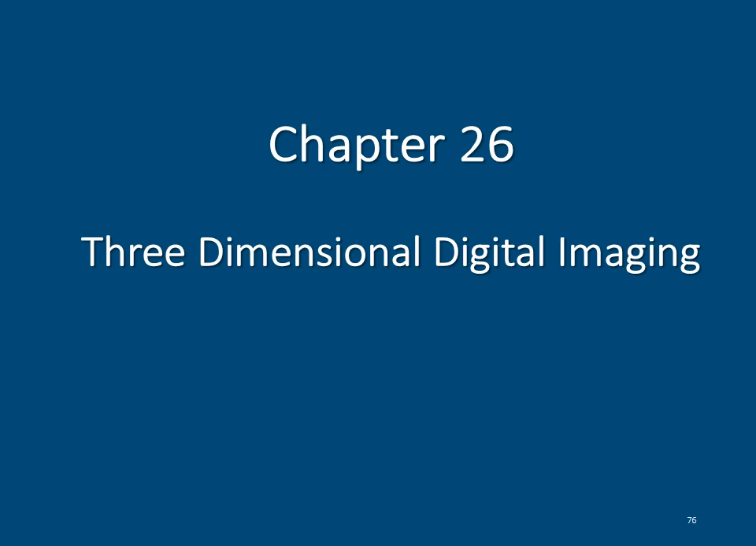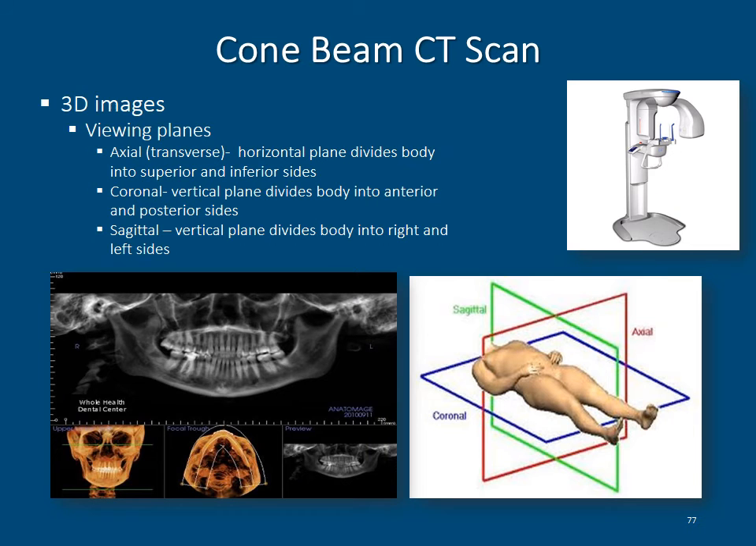This is the last chapter we will cover in this audio lecture, three-dimensional digital imaging. Cone beam CT scans utilize 3D imaging. They view the body in 3 planes: axial, coronal, and sagittal. This type of imaging is used in dentistry mostly for oral surgery, and if an office is very advanced, it will have a cone beam for implant settings.